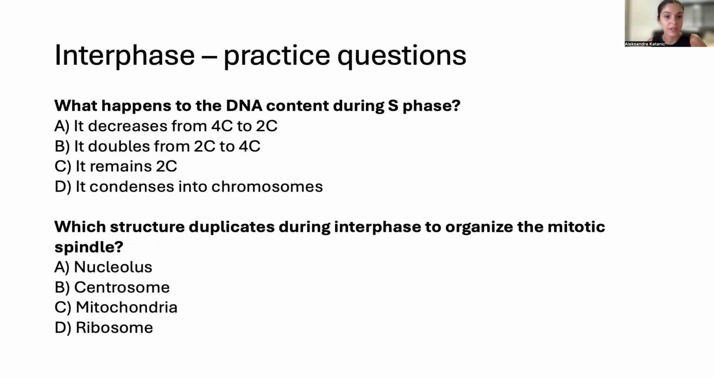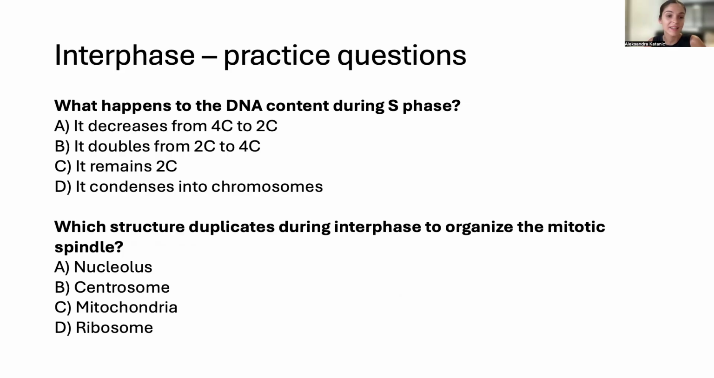What happens to the DNA content during S phase? We said before that it duplicates, and if it starts off as 2C, it becomes 4C. So the correct answer is B. Which structure duplicates during interphase to organize the mitotic spindle?